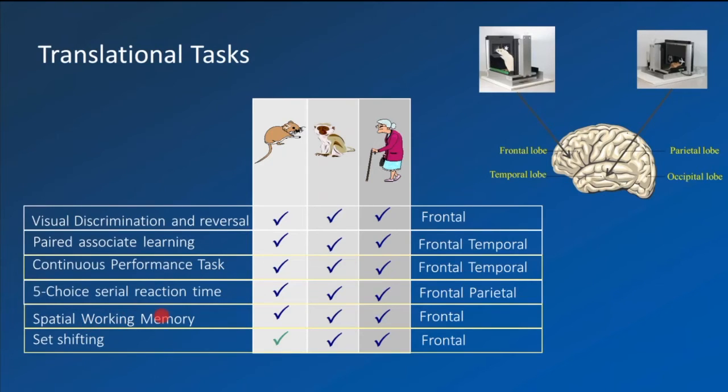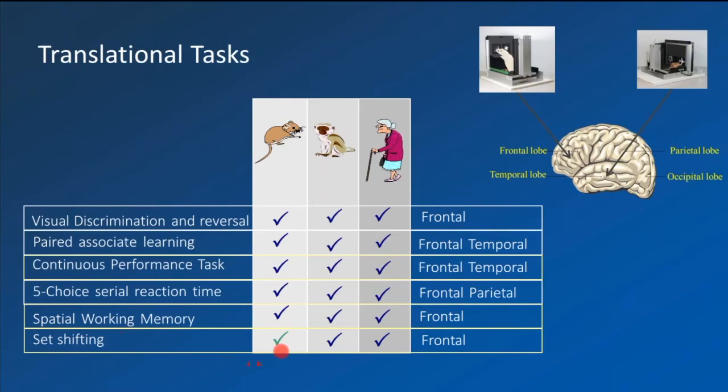The spatial working memory task is the tunnel task in rodents and a spatial ordered search task in monkeys. And the human task is actually called spatial working memory, and that is a more complex spatial ordered search. But all of them rely on remembering which positions have already been visited and not revisiting those positions.